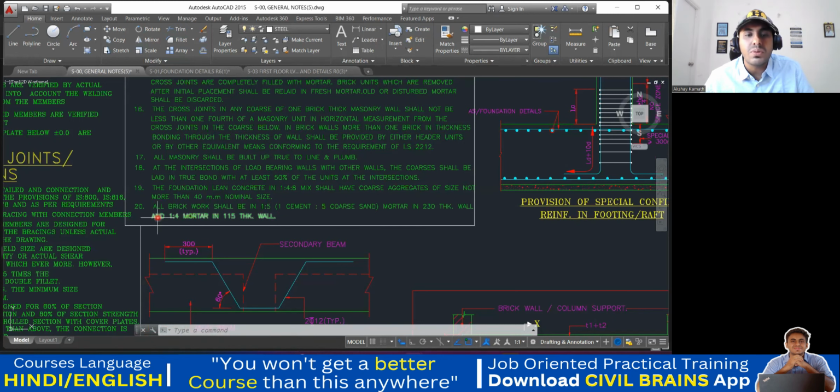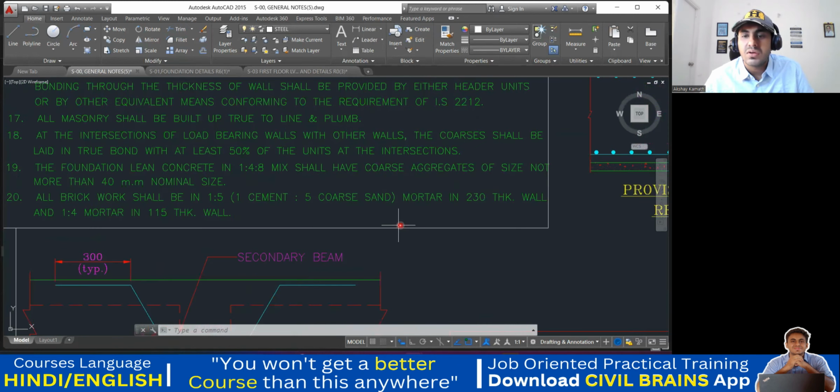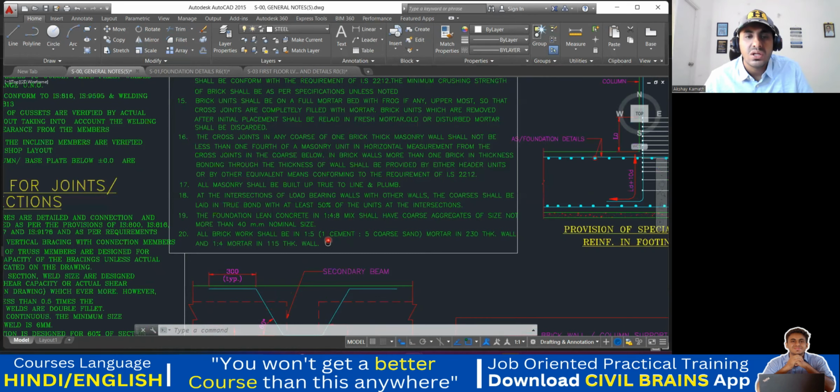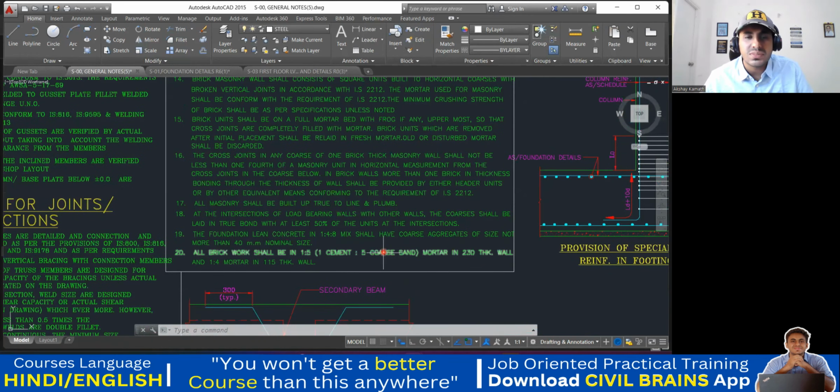So the last point is, all brickwork shall be 1:5 mortar in 230 thick wall, and 1:4 mortar in 115 thick wall. That is already mentioned here. Other than that, it's the same.